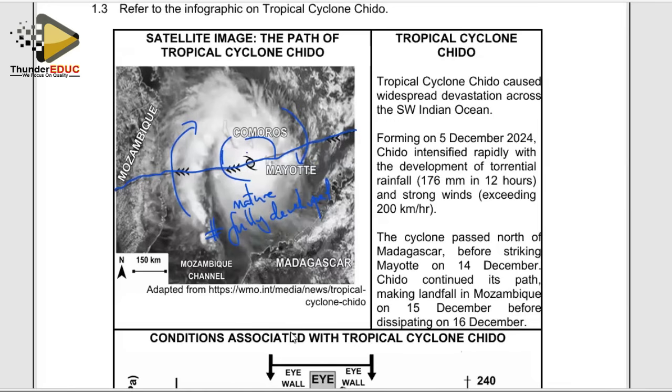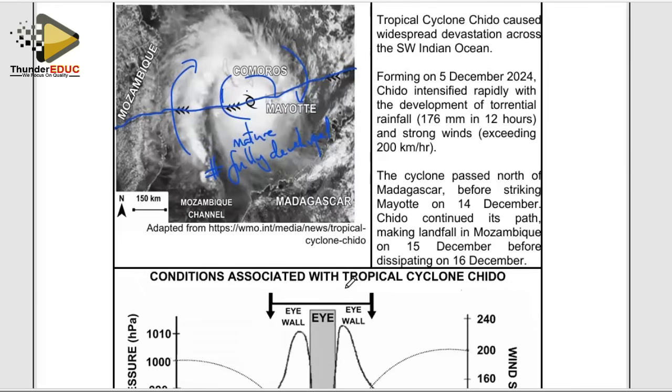It says tropical cyclone Chido caused widespread devastation across the southwest Indian Ocean. Forming on the 5th December 2024, Chido intensified rapidly with the development of torrential rainfall, 176 millimeters in 12 hours, and strong winds exceeding 200 kilometers per hour. The cyclone passed north of Madagascar before striking Mayotte on 14 December. Chido continued its path, making landfall in Mozambique on 15 December before dissipating on 16 December.